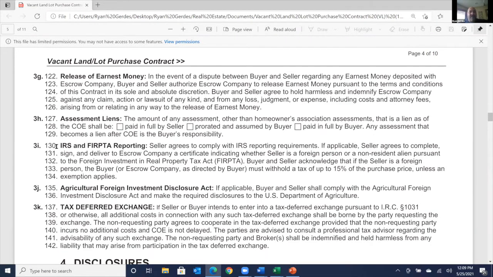IRS and FIRPTA reporting. That means that Uncle Sam, or whatever governing body from whatever country that the seller may reside or buyer may reside, will be informed of this, and that there are other requirements if you're one of our friends outside of the country.